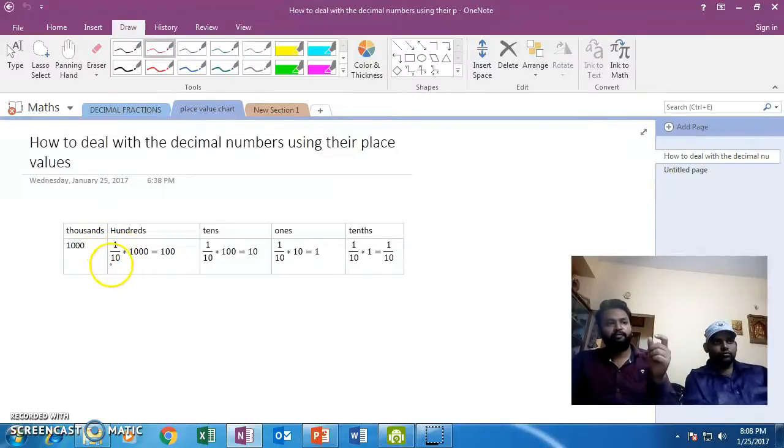Next, if we multiply 1 by 10 into 1,000, that gives a new place value called 100. So it is the division part. The total lesson is based on decimal fractions. On simplification, 1 by 10 into 1,000 gives 100, whereas for the tens place, 1 by 10 into 100 gives 10. And 1 by 10 into 10 is equal to 1. You can observe that the place value is decreasing as we go from left to right. First it is 1,000, then 100, then tens, ones. The number of zeros is decreasing one by one.